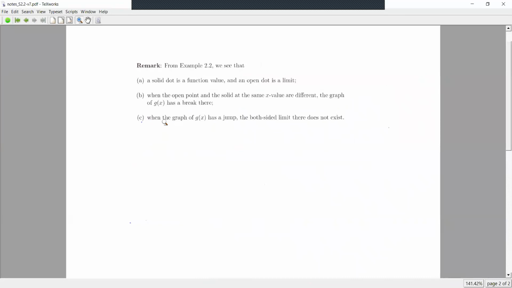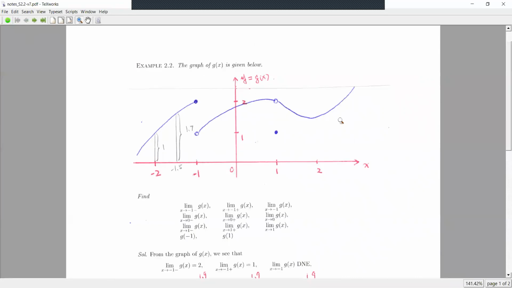C. When the graph has a jump, the both sided limit there doesn't exist. In this case, the graph has a jump. At a jump, the left-hand side limit and right-hand side limit must be different. Therefore, the both sided limit doesn't exist.